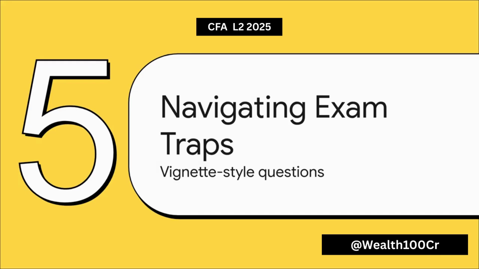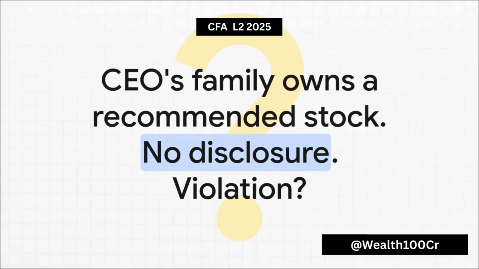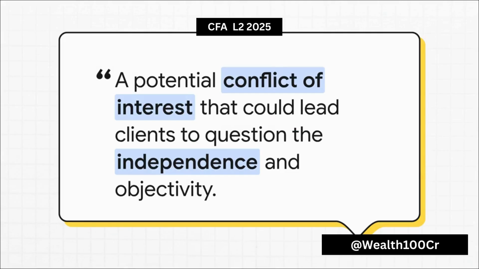All right, let's really put this to the test with a couple of exam-style questions, the vignette format. This is where the rubber meets the road, where you have to apply the code when you're under pressure. Okay, read this one carefully and think through your standards. You've got a CEO, and her husband's family owns a majority stake in a company that her firm is recommending to clients. But that little detail isn't disclosed anywhere in the research report. So what do you think? Violation or no violation? Yep, it's a slam dunk violation of Standard VI(A), which is all about conflicts of interest.